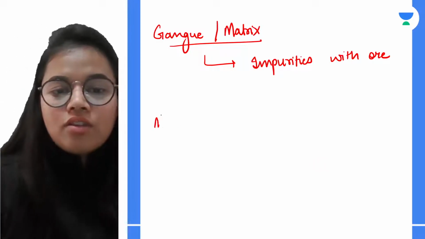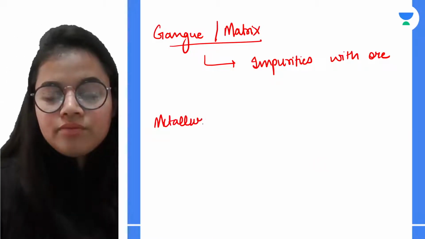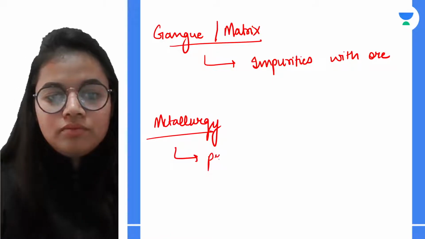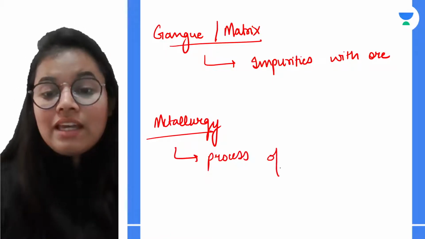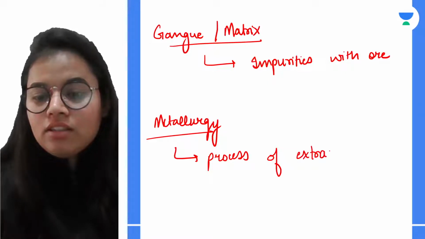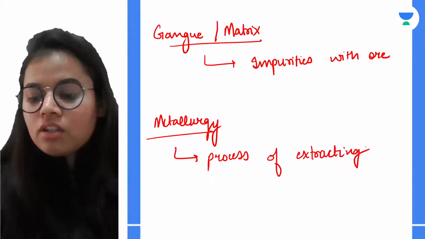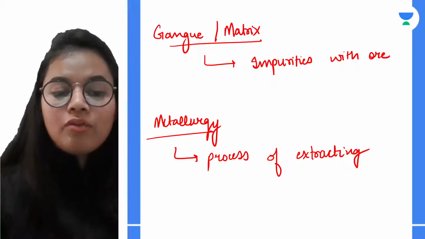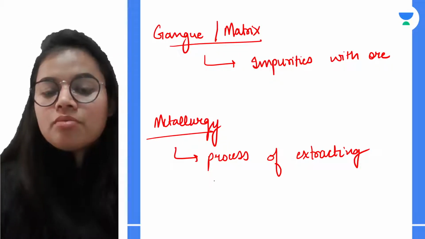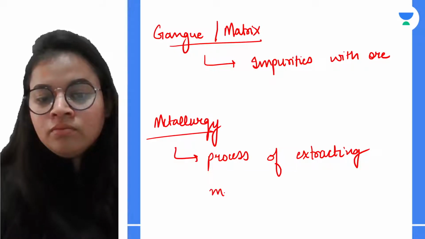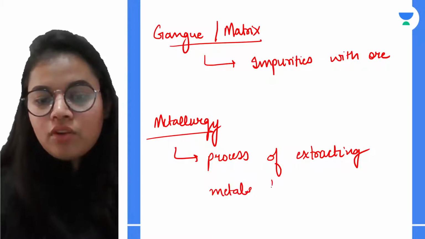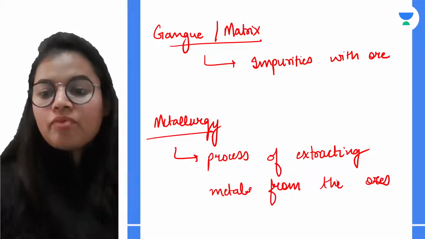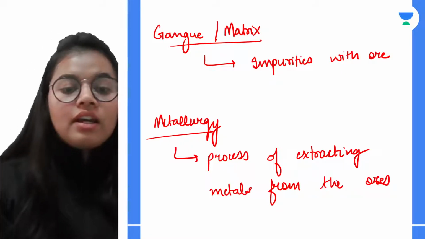Next, talking about metallurgy, what is it? It is the process of extracting the metals from their ores by various physical or chemical methods. So it's basically the process of extracting metals from the ores. Correct? Alright. These are the things.